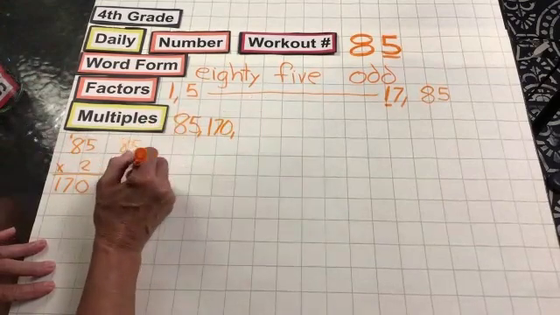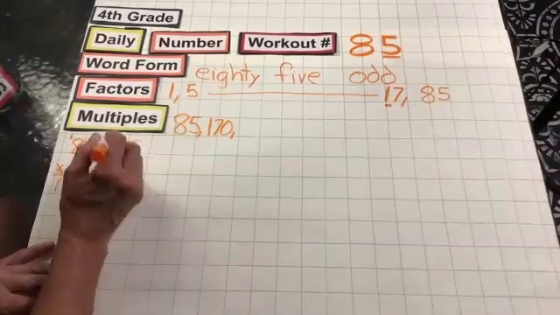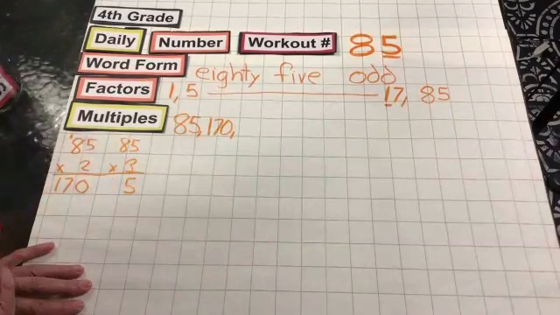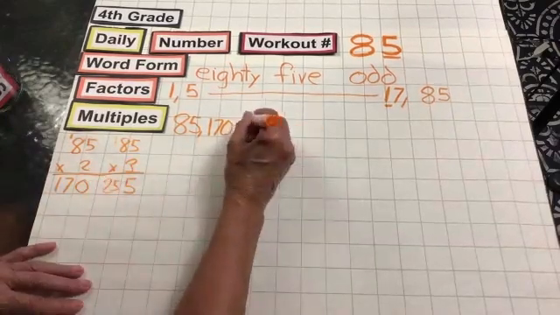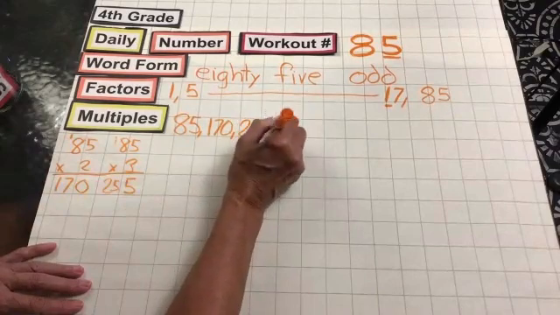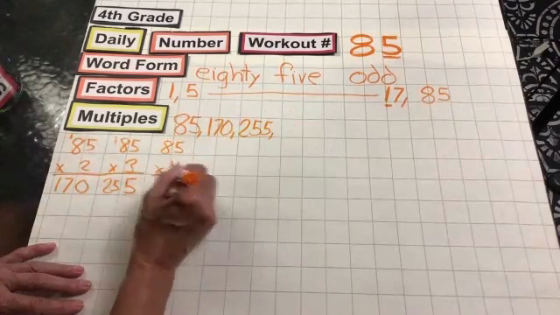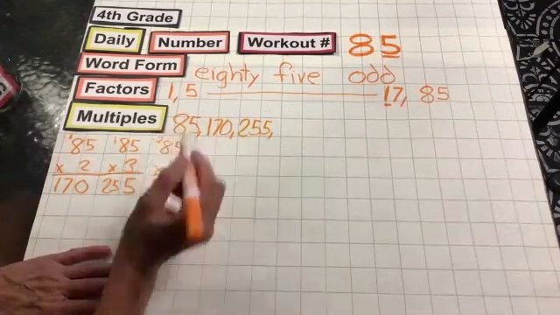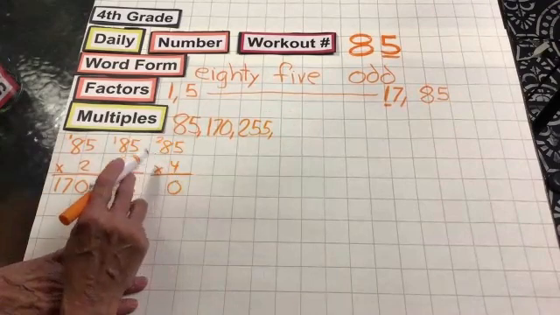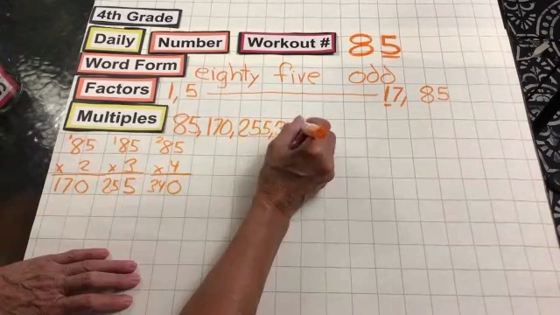85 times 3. 3 times 5 is 15. You drop the 5, carry the 1. 3 times 8 is 24. Plus 1 is 25. 255. 85 times 4. 4 times 5 is 20. Drop the 0, carry the 2. 4 times 8 is 32. Plus 2 is 34. 340.